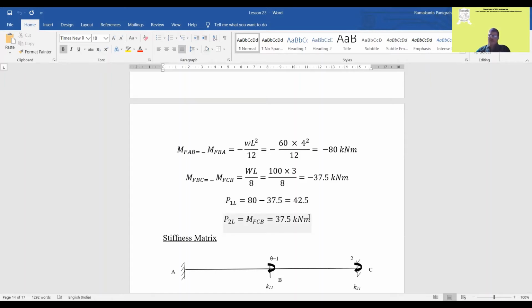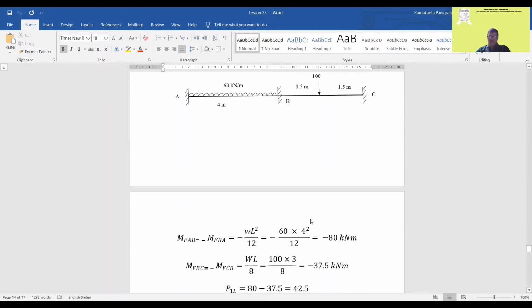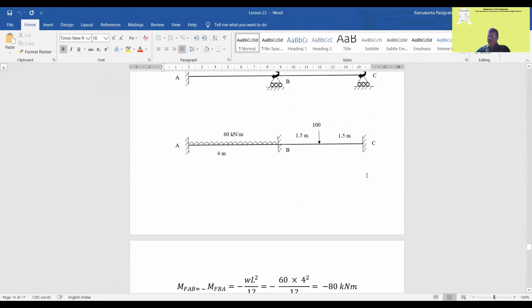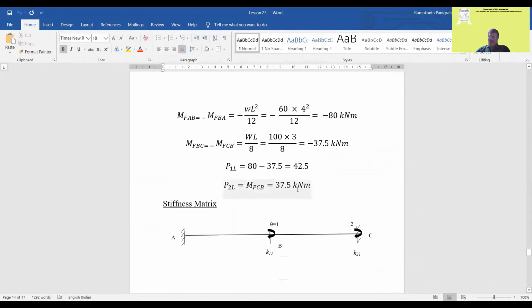That means due to the applied force, restrain these coordinates and then find out what load comes at the joint due to this applied force. So that will be in the direction of that. We are taking clockwise, so clockwise moments are positive, anti-clockwise moments are negative. We have initially assumed that rotation in the clockwise direction is positive. So once you find this P1L and P2L, then we'll go for the stiffness matrix.